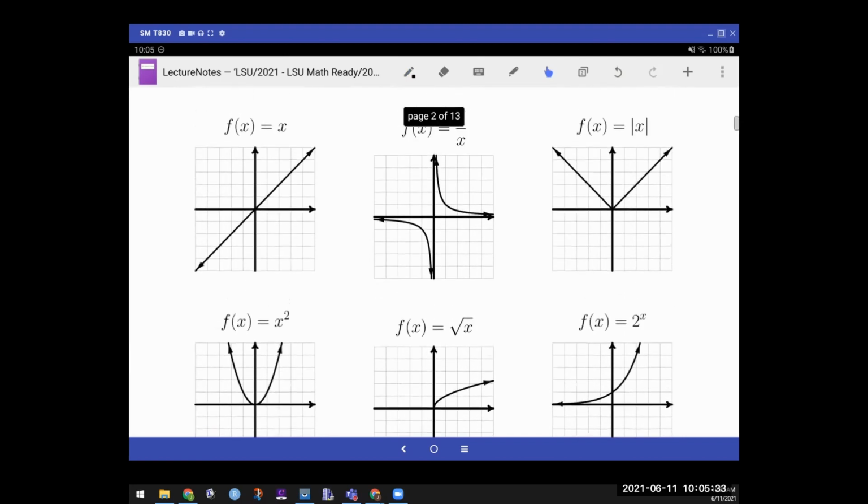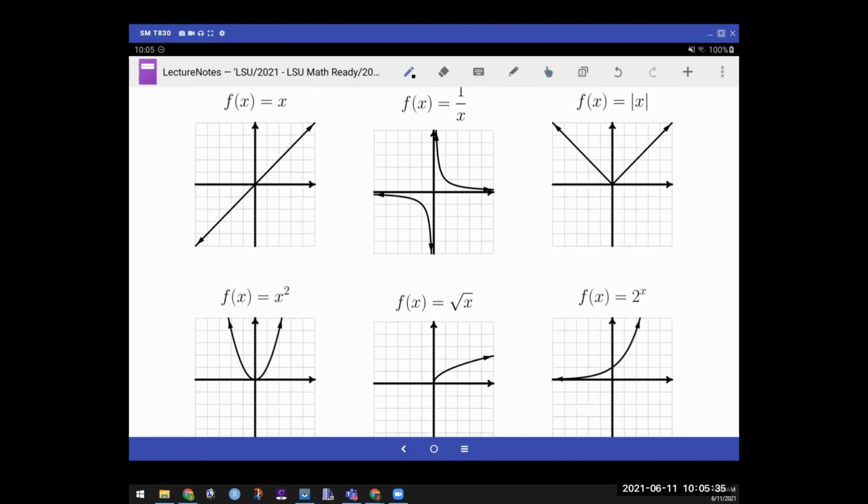For example, the first one here is just a straight line. We kind of know that one already. That's whenever you just have an x. 1 over x will give you this shape here. Absolute value of x gives you the V shape.